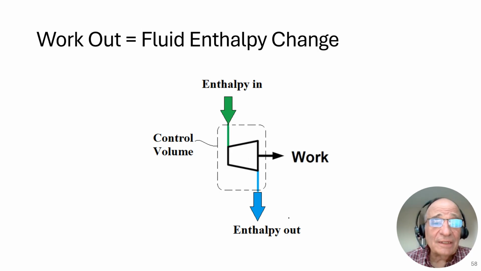Now let's take a look at the expander. And we put a control volume around the expander. And we see the expander has one input, which is the enthalpy of the fluid going in. And it has two outputs, the work that's leaving the expander and the fluid enthalpy that's leaving the expander. So obviously, the sum of these two has to equal this. Let's take a look at that on the analysis.